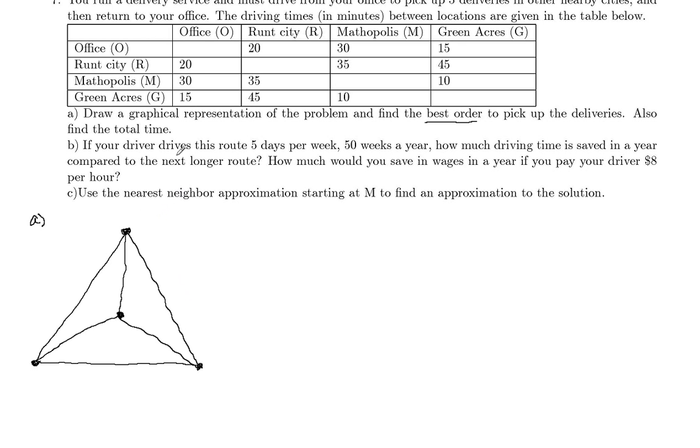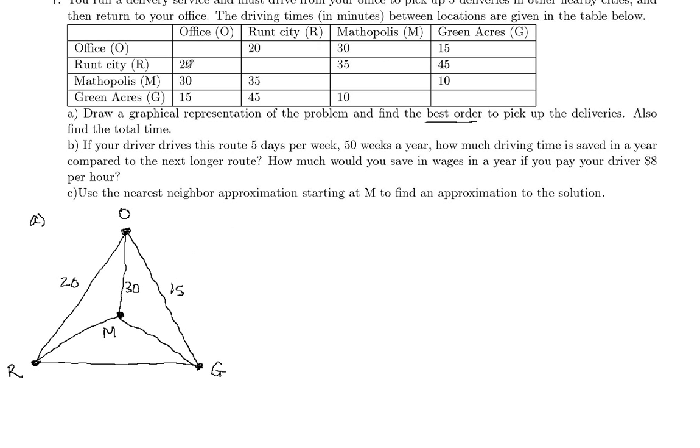Okay, so you're going to start and end at your office, so we could put the office up at the top here. And then we're going to Runt City, Mathopolis, and Green Acres. So we can put an R here, and an M here, and then G down here for Green Acres. Then we want to transfer over the driving times. From O to R is 20. From office to Mathopolis, O to M, that's a 30. And from office to Green Acres, that's a 15.